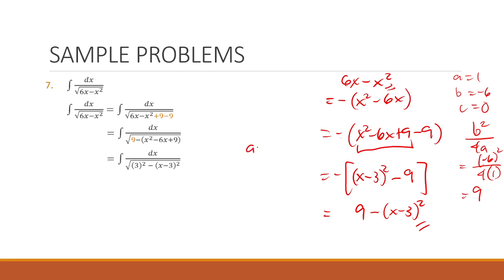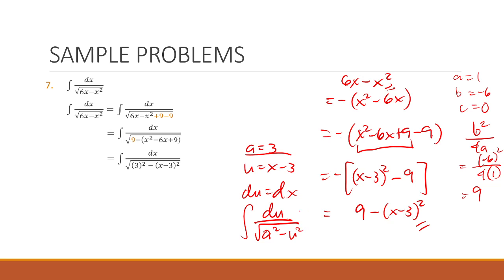So if we let a be equal to 3, then u is x minus 3, du is what? dx. So this now takes the form dx is du, so we have du in the numerator divided by 3 squared, where 3 is a, so a squared, minus x minus 3 squared, where x minus 3 is u, so u squared. Alright, so integrable using the arc sine formula.